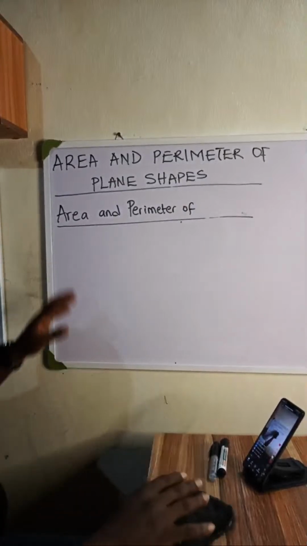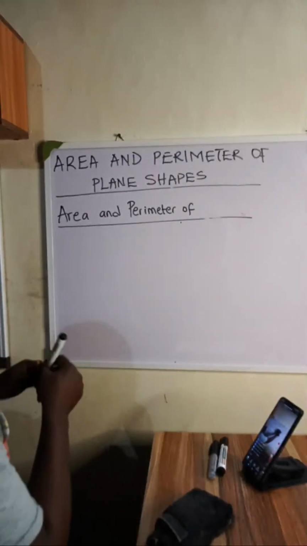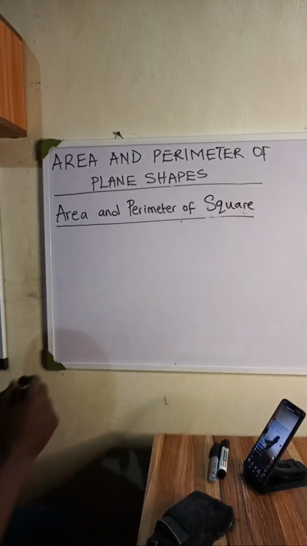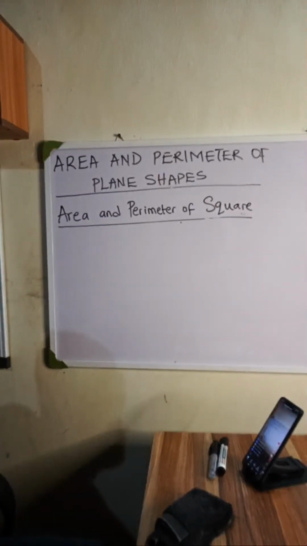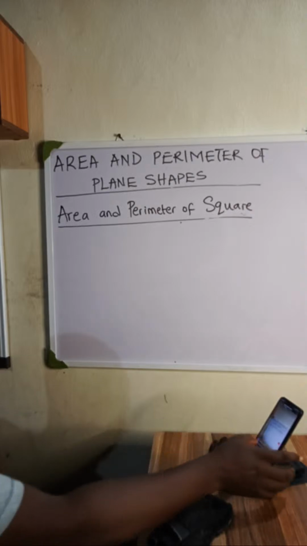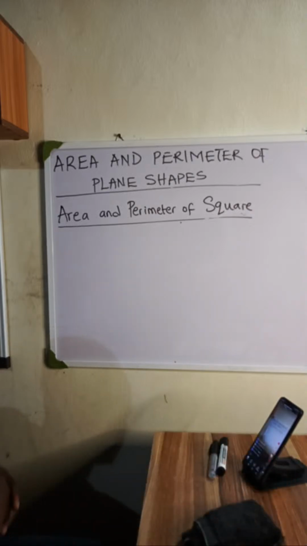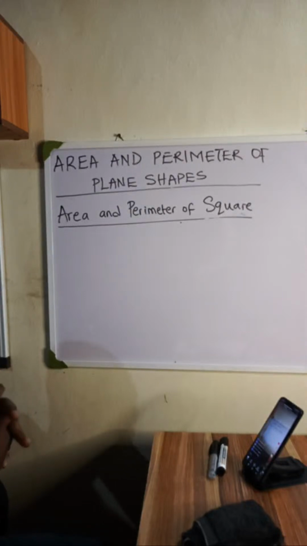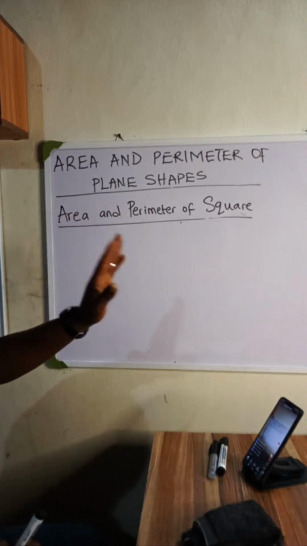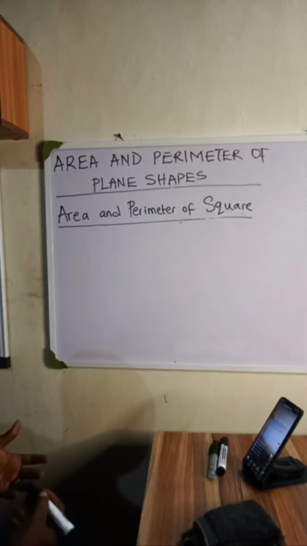So next, we are looking at area and perimeter of a square. Hello, Edigo. Nice to see you in the class. Hope you're here with your writing materials. So area and perimeter of a square.